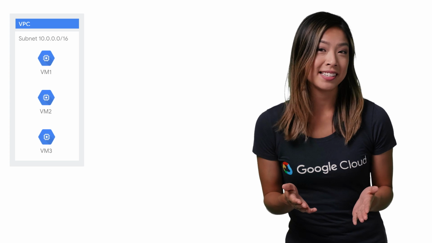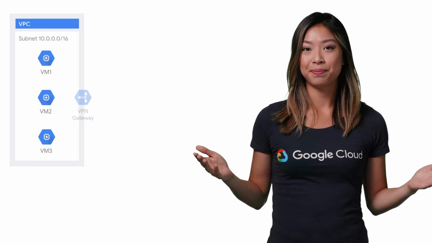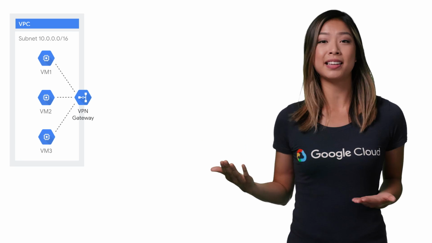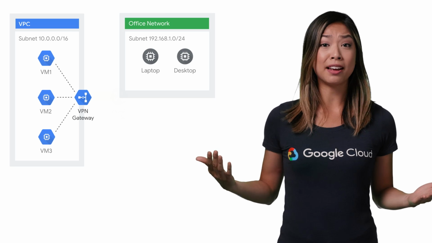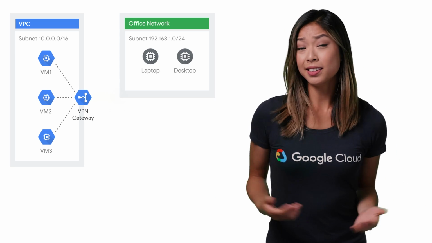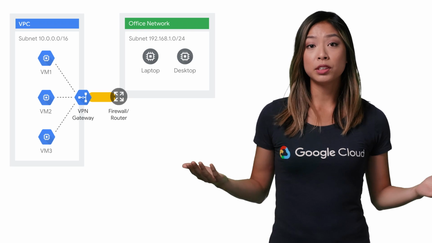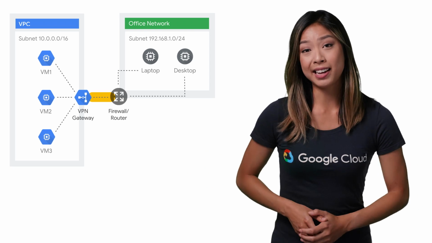Imagine you have a VPC setup with multiple VMs in a subnet. Each VM's traffic is directed through static routes to a cloud VPN gateway, encrypting traffic to and from your on-premise network. This is fine, as long as your on-prem network has a firewall and router, which know how to send traffic to your cloud VPN gateway.